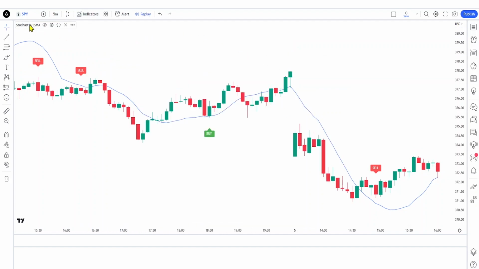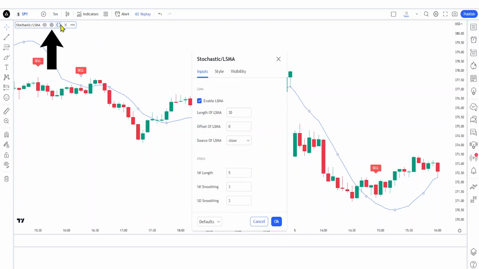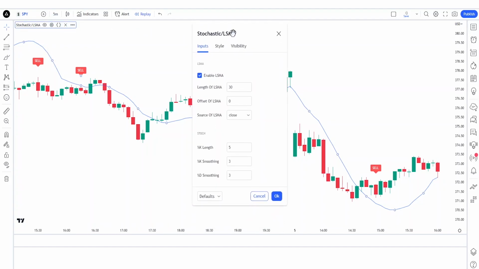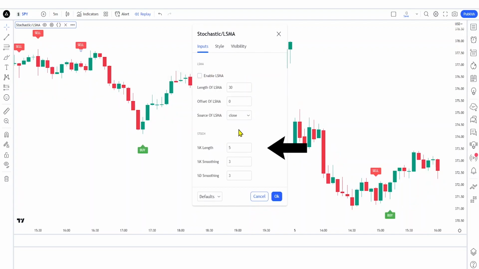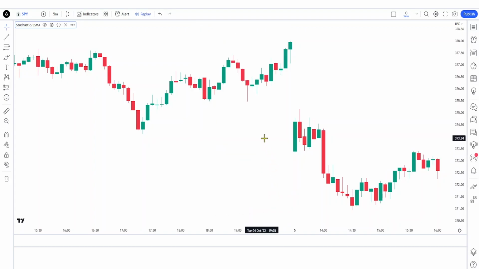We need to change a few settings for this indicator, so open this indicator's settings option in the top left corner. In inputs, we have to uncheck this enable LSMA setting. Next, we have to change this K length value to 15. We also want to change this K smoothing value to 14. And lastly, we also want to change D smoothing value to 8. When you're finished, press OK, and that's everything we wanted to change for this indicator.